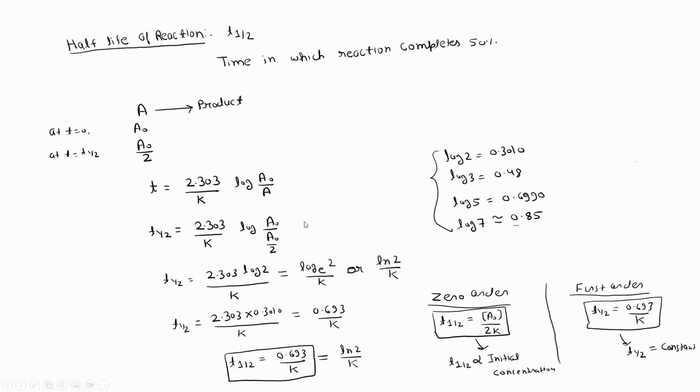Then half-life of reaction. For zero order reaction, the half-life comes out to be A naught by 2K, which depends on the initial concentration, but for first order reaction, half-life comes out to be 0.693 by K, which is a constant value. So for zero order reaction, t half is directly proportional to initial concentration, whereas for first order reaction t half is constant.